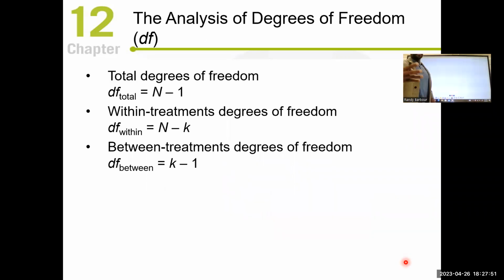Here is the analysis for the degrees of freedom. Let's go ahead and write this out. We got degrees of freedom total. I'm just going to put degrees of freedom T is big N minus 1. I have degrees of freedom within, W, that is N minus K. And then we have K minus 1.